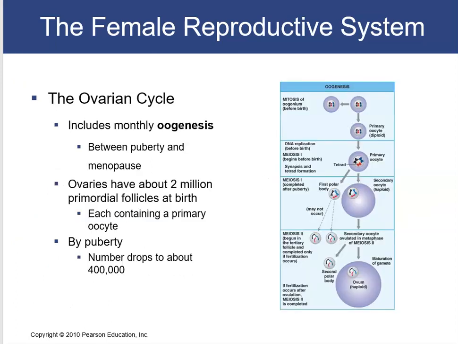The ovarian cycle includes monthly oogenesis that occurs between puberty and menopause. The ovaries have roughly 2 million primordial follicles at the time of birth, each of which contains one potential primary oocyte. However, by puberty, when oogenesis begins, this number drops to roughly 400,000. So from 2 million down to 400,000.